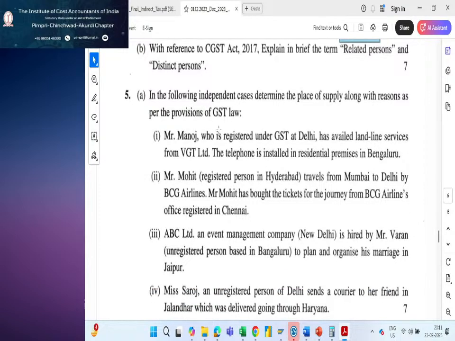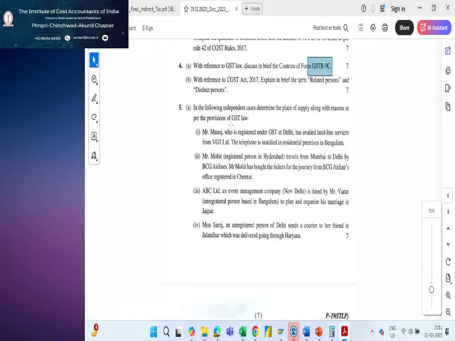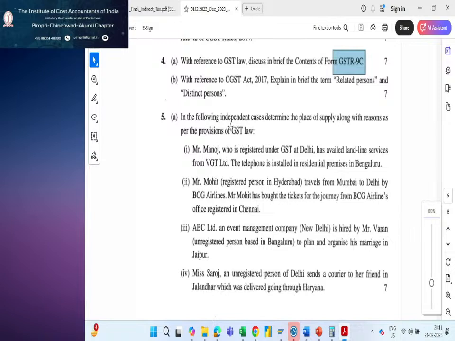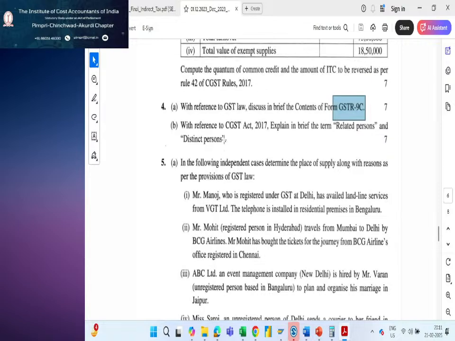I am sharing this so you will be aware that these type of questions have been asked in previous years. We will try to solve a few of these repeated questions. Related to the terms also, like related persons: who are the persons included, and what is the section that defines related persons. In the same way for distinct persons, I will prepare some easy way so you can easily remember the terms of both, and we will discuss in tomorrow's class.